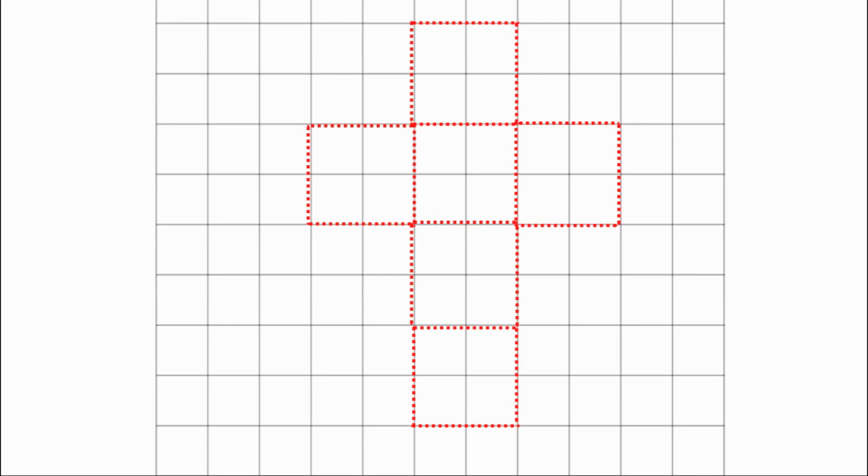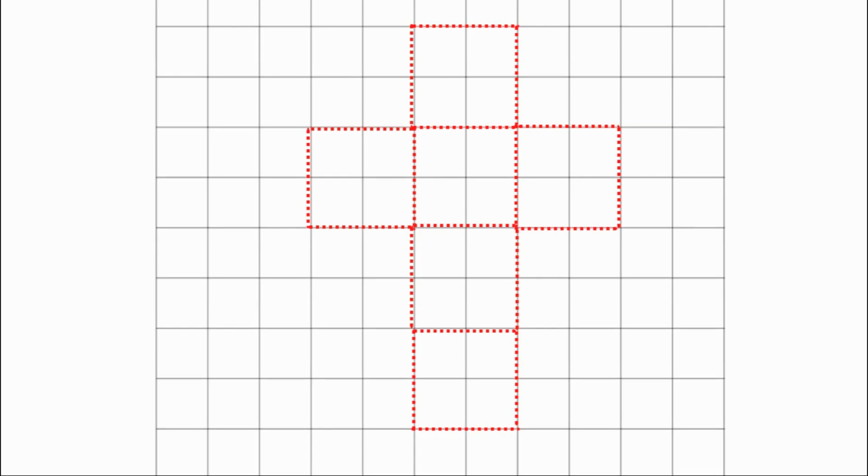And as you can see, because it's a side length of 2 centimeters, each of these squares are 2 centimeters by 2 centimeters, and then that would be the net of a cube, which has got a side length of 2 centimeters. Okay, let's have a look at our next question.